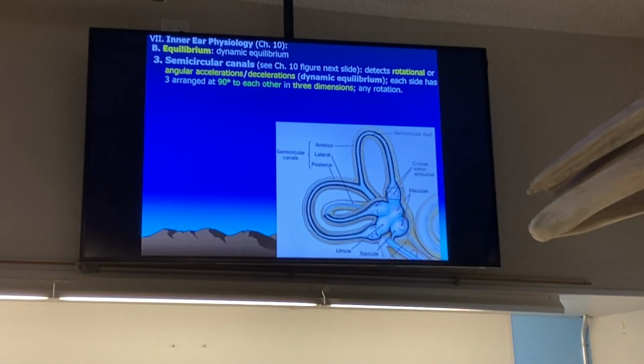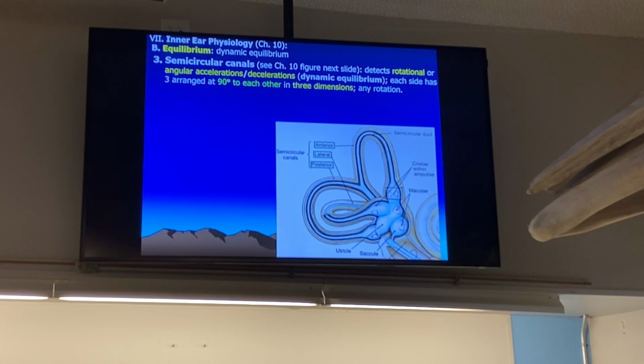All right. Semicircular canals, we call this dynamic equilibrium. Again, these terms are oversimplified misnomers. In this case, this is talking about turns or rotations. And in the physics of a turn, you are in a constant deceleration in one vector and in an acceleration in another vector. That's what a turn is. So since you have this combination of deceleration and acceleration, they call it dynamic equilibrium.